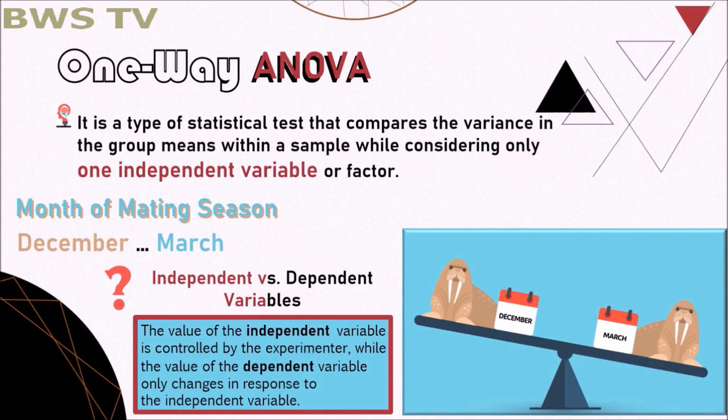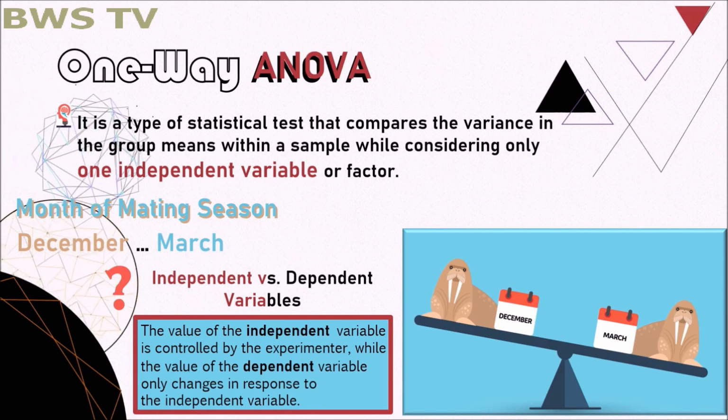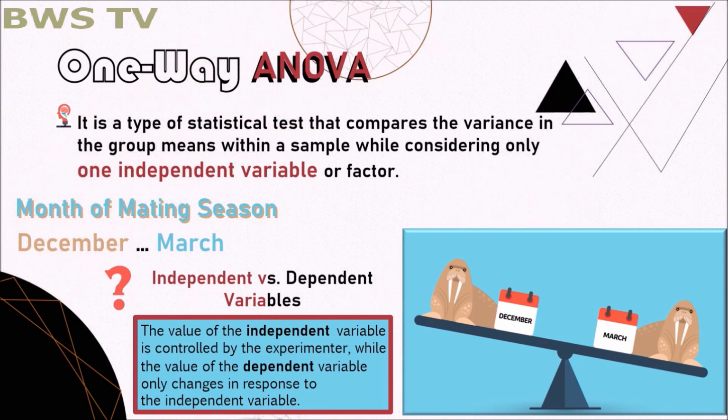Another definition of one-way ANOVA is that it is a type of statistical test that compares the variance in the group means within a sample, while considering only one independent variable or factor. Now, if you are still confused about independent and dependent variables, here's some explanation. Remember that the value of the independent variable is controlled by the experimenter, while the value of the dependent variable only changes in response to the independent variable.